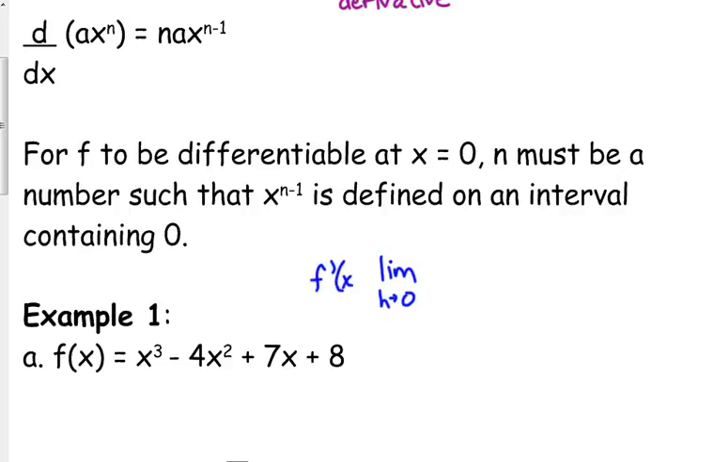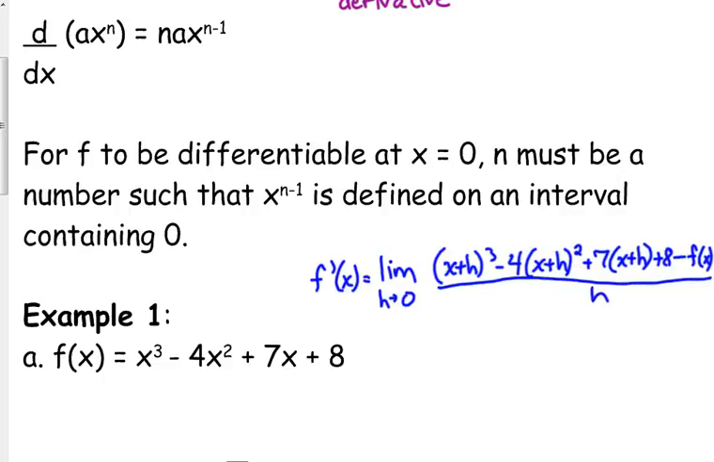You would have said, okay, well, f prime of x is equal to the limit as h approaches 0 of f of x plus h. So I've got to do x plus h cubed minus 4 times x plus h squared plus 7 times x plus h plus 8. And then I've got to subtract that entire f of x function, and that's all over h. And I'm going to have to multiply x plus h times x plus h times x plus h, expand that out, and then combine like terms and factor and cancel and all that jazz.